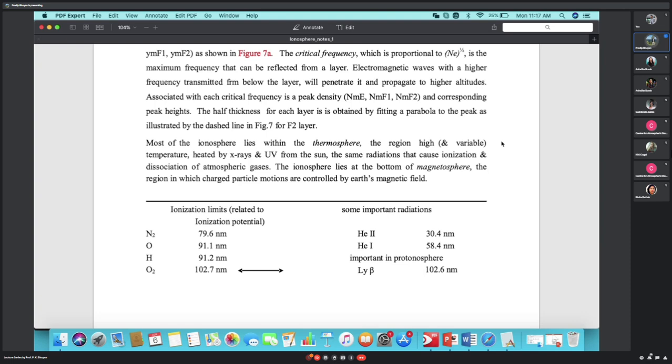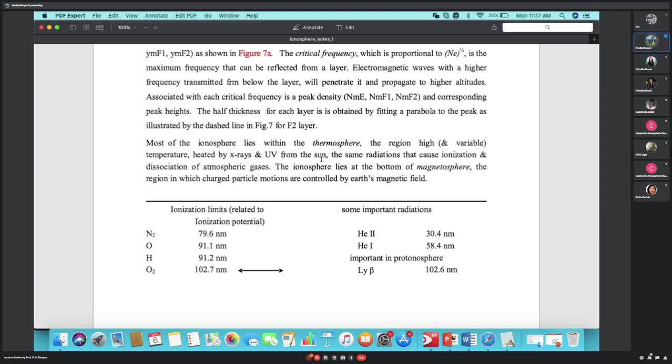Here, it is mostly heated by X-rays and UV from the sun, and those radiations also cause ionization and dissociation of atmospheric gases. The neutrals get hot because this strong ionizing ultraviolet radiation as well as X-rays hit them. So the neutrals become hot. That's why the region is hot.